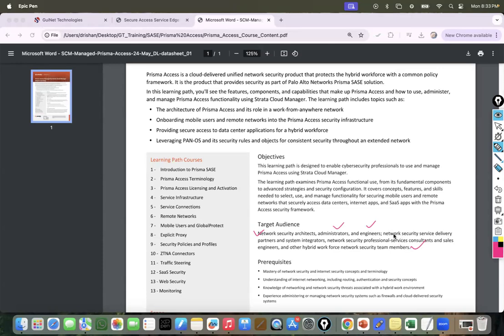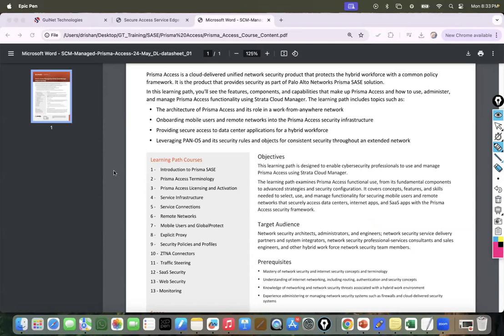Or even if you are CCNA or CCNP certified, learning Palo Alto, and you want to go for the next generation, you can just go and learn this and become a SASE engineer as well. As a prerequisite, you should have some sort of firewall knowledge and some sort of networking knowledge. This is my personal recommendation. Then you can go and become a SASE engineer.